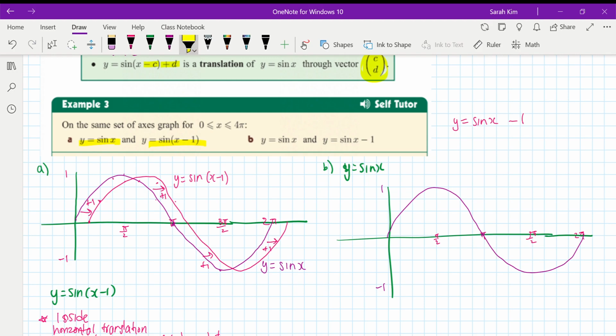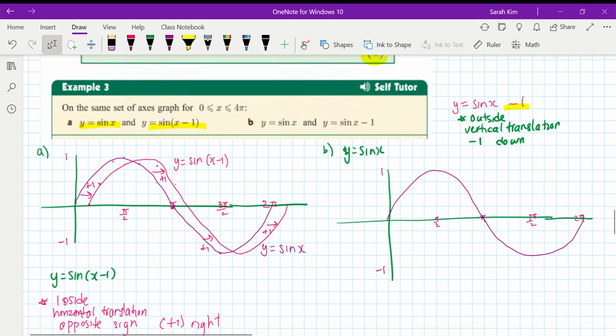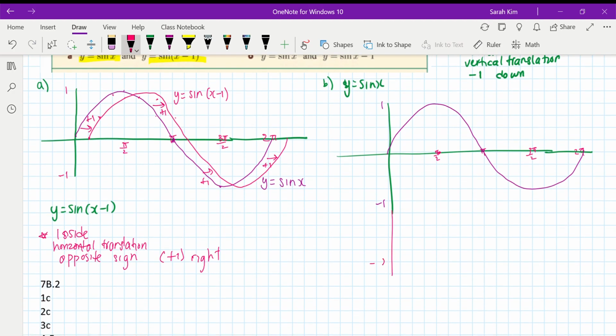And then I'm going to figure out what my take 1 does. Do you see how it's on the outside? So let's write my notes. Outside, it's going to be a vertical translation. D units, so minus 1, down. Okay, so this one's easier because I have to move this point 1 down, this point 1 down, so it'll be at 0. This point 1 down, so it'll be at minus 2. This point will be at minus 1. So that goes 1 down.